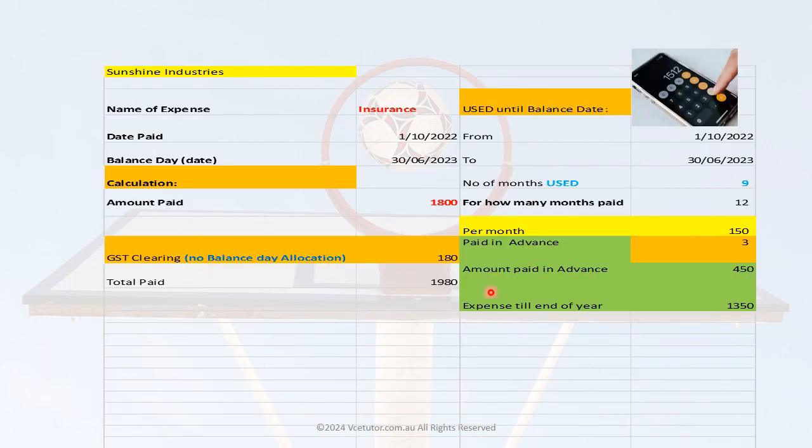This example you are already familiar with. I had this already in the previous YouTube video. It's an insurance expense paid in Sunshine Industries on 1st of October 2022. Balance day is ending on 30th of June 2023 for this year. From the date it was paid, 1/10/2022 to 30th June 2023, the total number of months it has been used up is 9 months. The amount paid for insurance is 1,800. GST on that is 180, and I have got it here.